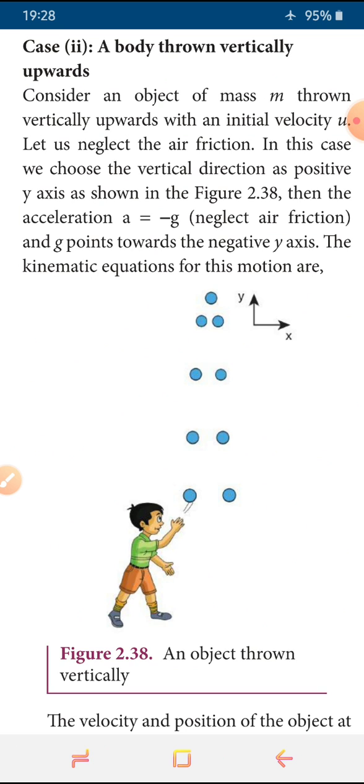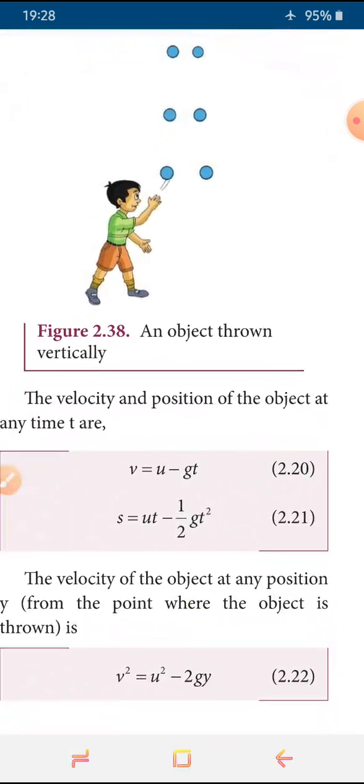Then the acceleration we can take as minus g. Why is it minus g? This ball or this object is moving against the gravitation. It is moving against the gravitation, so it is taken as minus. And also the assumption is that the friction of air is taken as negligible. Okay, and now the velocity and position are found with the help of those formulas.